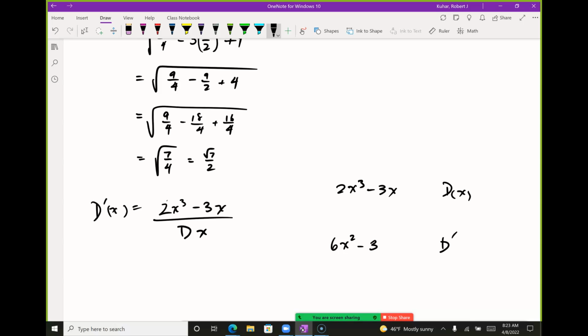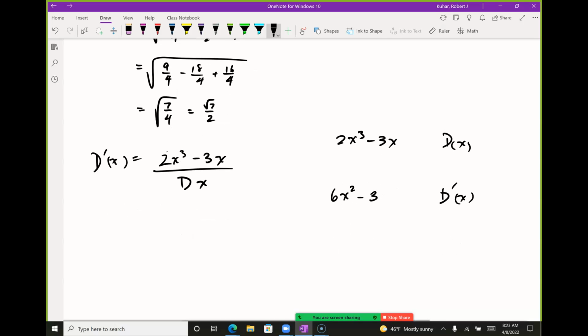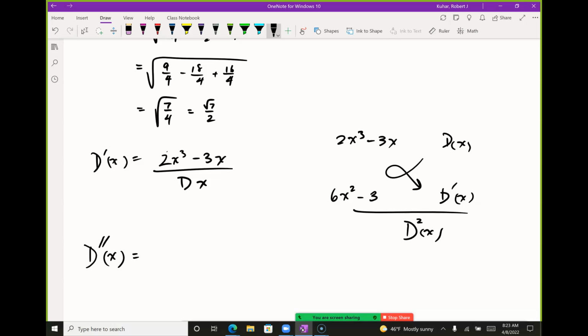And the derivative of d is d prime. Sorry, yeah. So I get my d double prime from that loop. Make sure you tell me if you see a mistake. I think I'm okay.